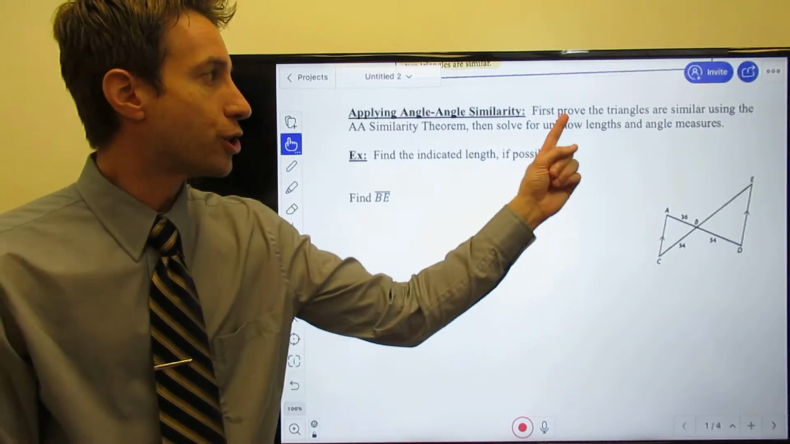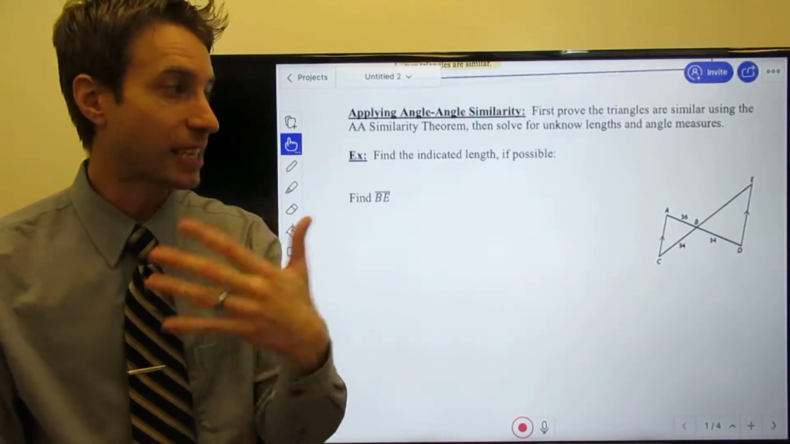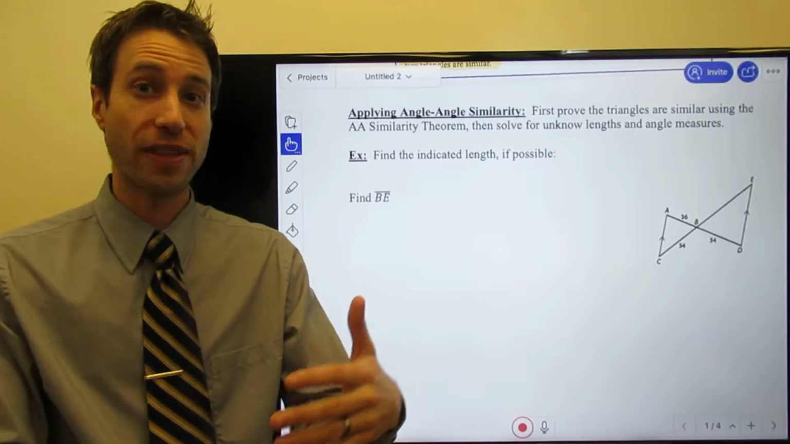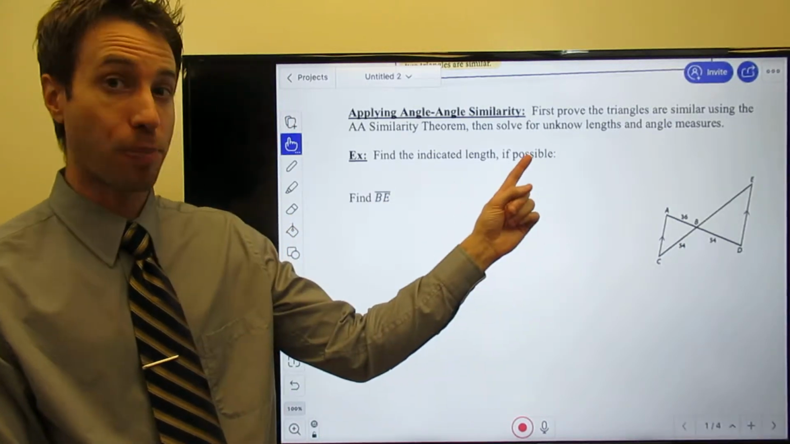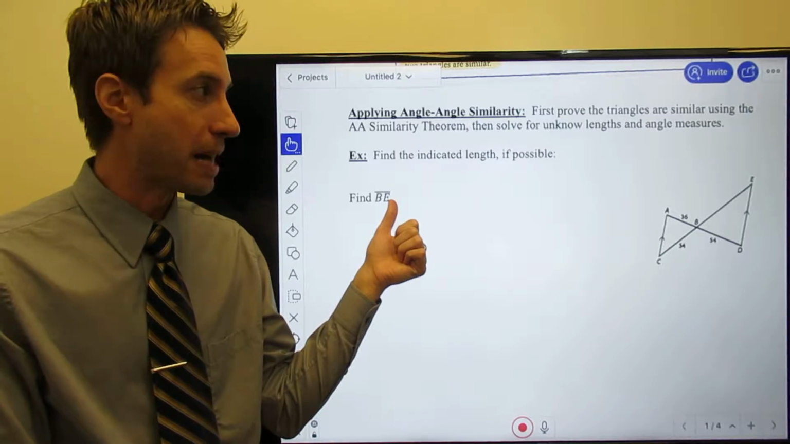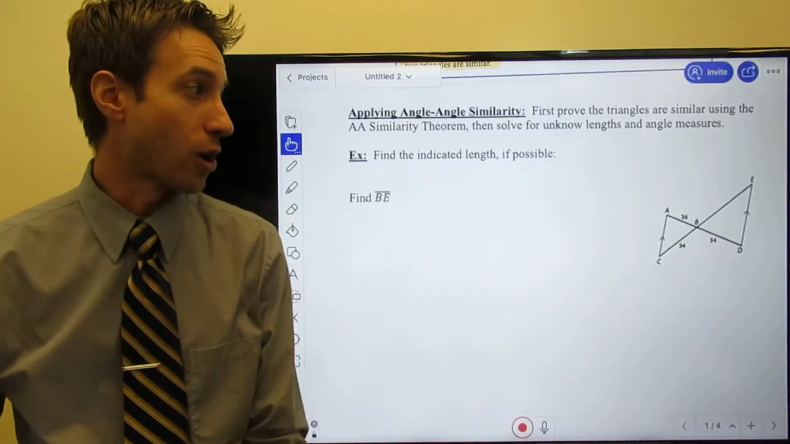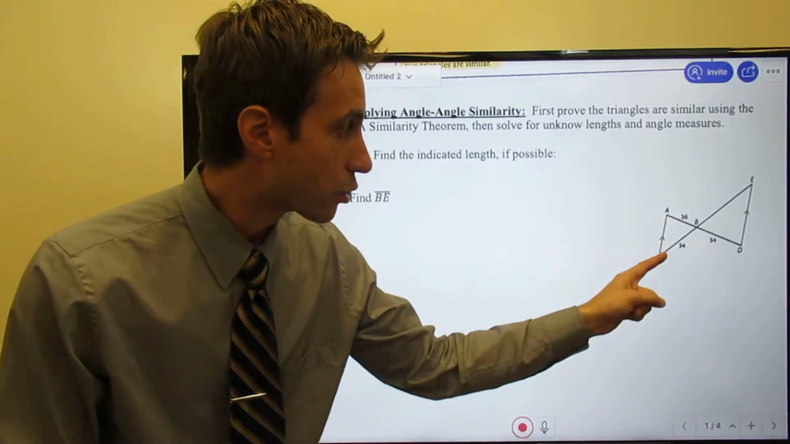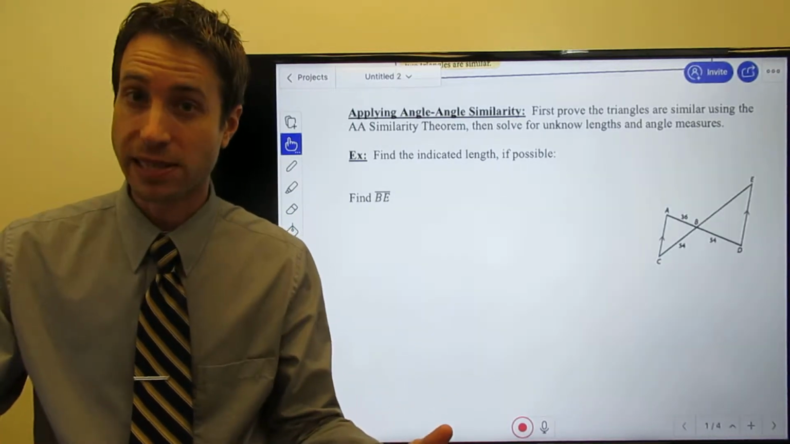First, I want you to prove the triangles are similar. I've given you a diagram here, but I tell you nothing about those triangles being similar. So you have to determine, are they or are they not? Then, if they're similar, find the unknown measure. But before I can find the unknown measure, I gotta know, are these triangles similar? Because they're clearly not congruent. One triangle is definitely smaller than the other, but are they similar?